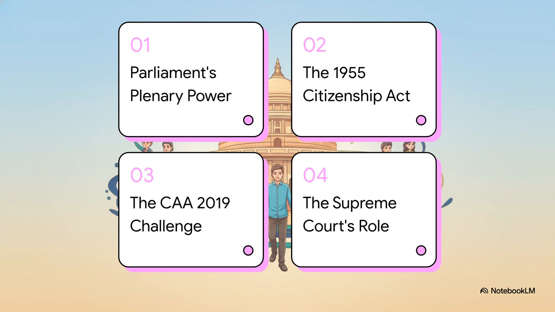To really wrap our heads around this, here's our game plan. First, we'll tackle what's called Parliament's plenary power. Then we'll see how that power was used to create the 1955 Citizenship Act. After that, we'll jump to the modern day with the CAA 2019 challenge. And finally, we'll look at the absolutely crucial role the Supreme Court plays in all of this.